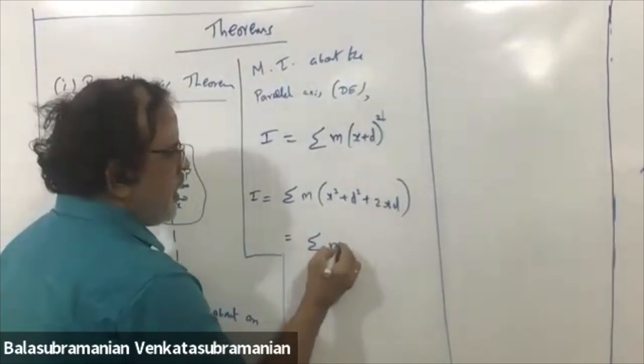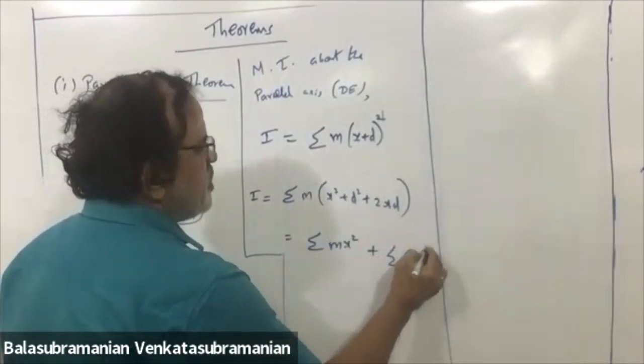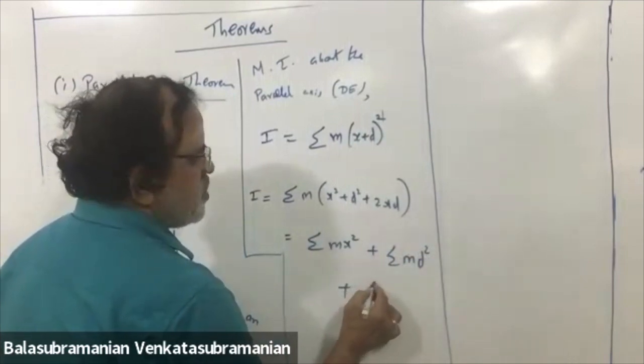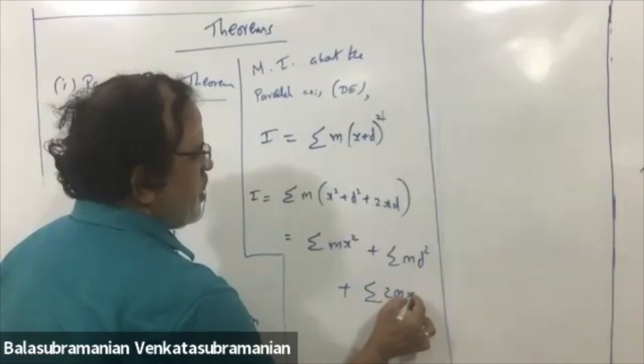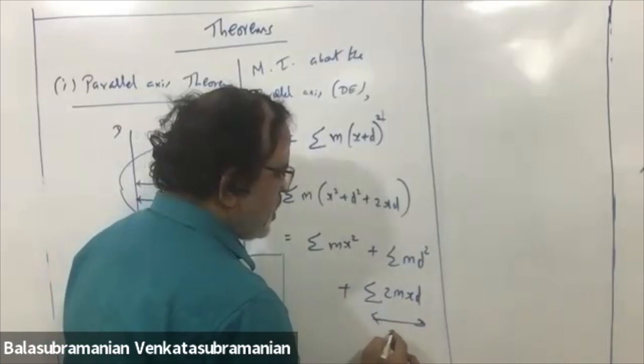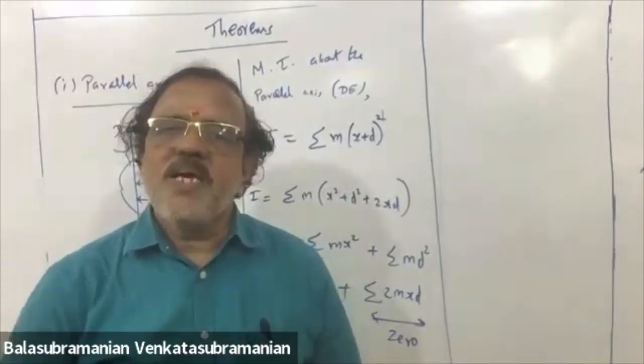So sigma m x square, plus sigma m d square, plus sigma 2m xd. This term here is 0. Why is it 0?